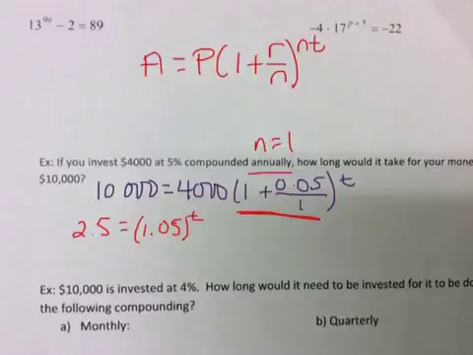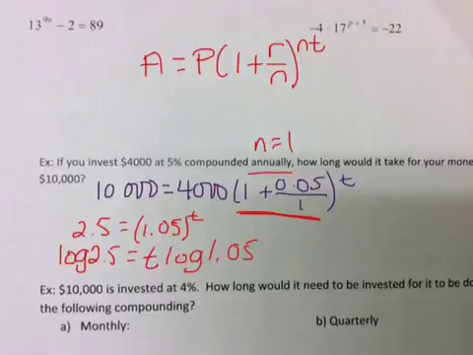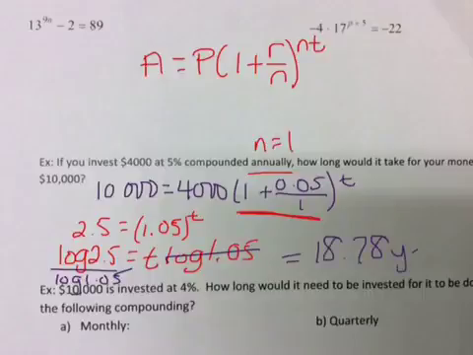So now I can just take the log of both sides, or I can rewrite it as a log and use change of base, either way. So log 2.5, and I'm going to do that step at the same time of moving the exponent down, so t log 1.05. Now I have to get my t alone, so I'm going to divide both sides by log of 1.05. That will get t alone. So log of 2.5 divided by log of 1.05. So we get 18.78 years.